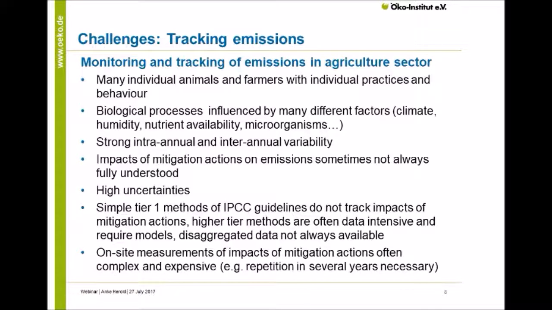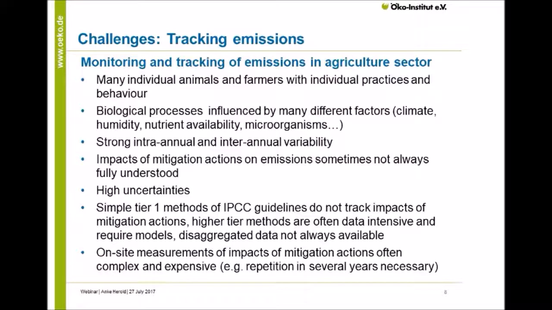Then we are dealing here with biological processes that are influenced by many different factors. We have climate, humidity, nutrient availability, microorganisms, and these are only some. And they all have different impacts. We can have strong variability within a year, but also across different years with quite different impacts. Then we also have the situation that in the agriculture sector, the impacts of mitigation actions on the emissions or removals are sometimes not fully understood yet. We are faced with high uncertainties in some areas.